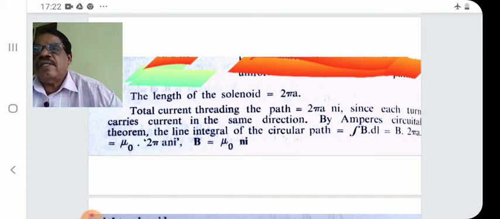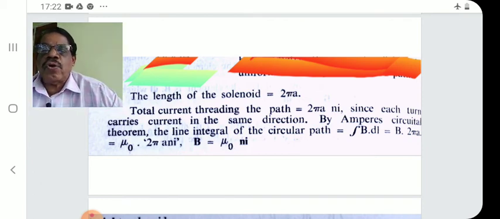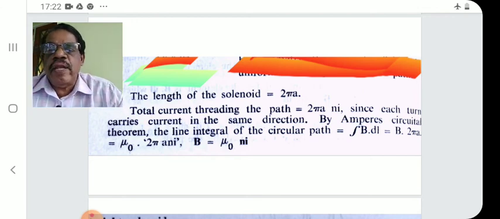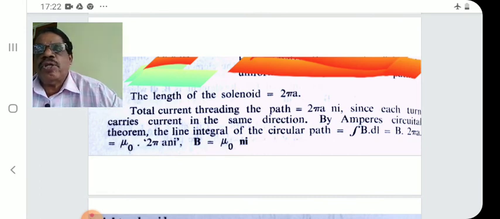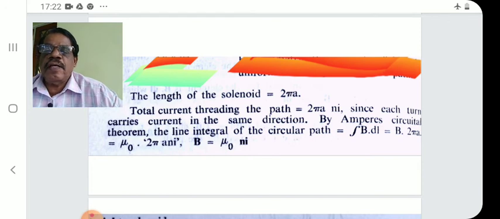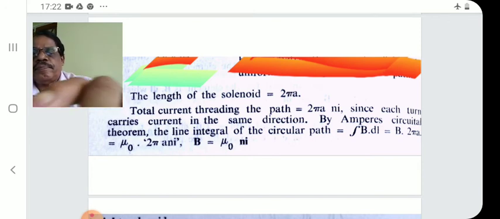The flux density due to a toroidal coil is given by B is equal to mu 0 nI, where n is the number of turns per unit length, number of turns per meter, and I is the current through one turn of the coil. I is the current through the coil. B is mu 0 nI, and this is the application.